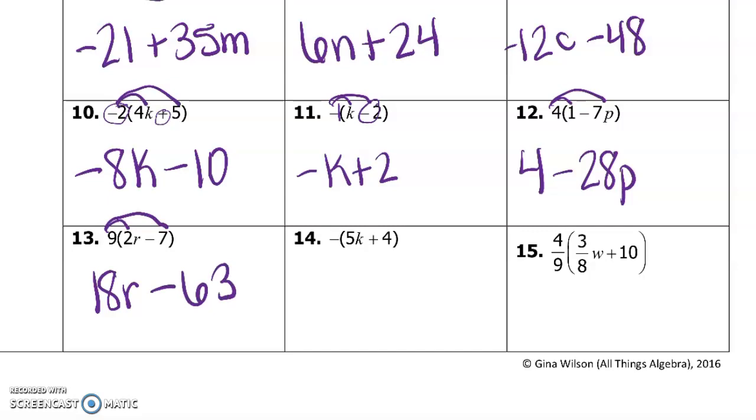14 is just like number 11 up above it. You don't need to put the 1 there, just realize you're going to make it negative and then a negative. You're distributing the negative sign through. If it's more helpful to put the 1, negative 1 times 5k is negative 5k. Negative 1 times 4 is negative 4.